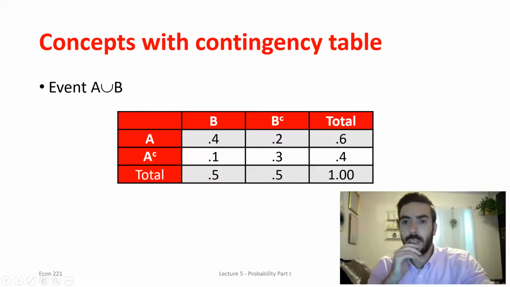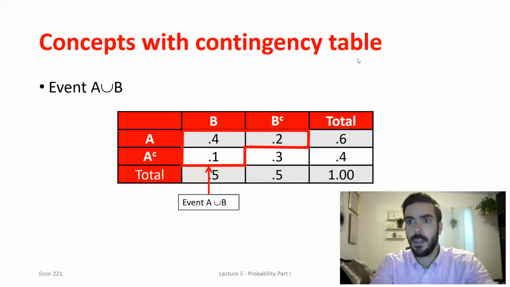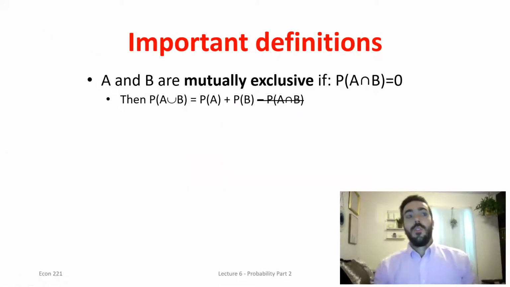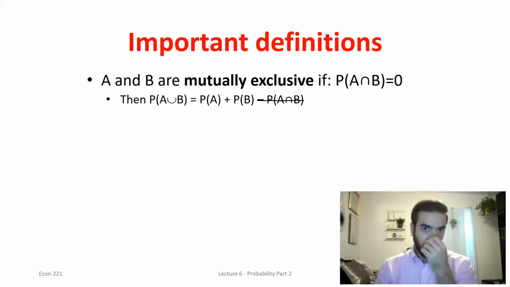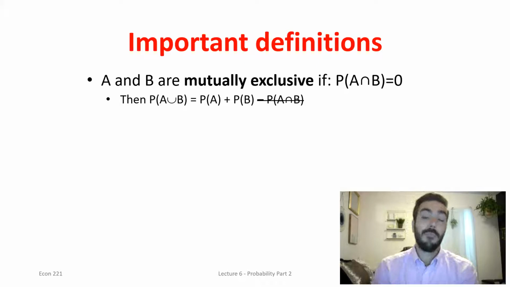Wait for some questions here just in case. Okay. I won't waste any more time on that then. That's our union. So now that we know about this rule, one thing that can make that rule easier is if we have mutually exclusive events.